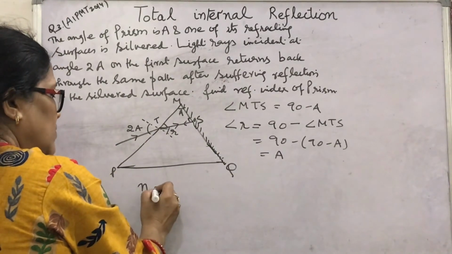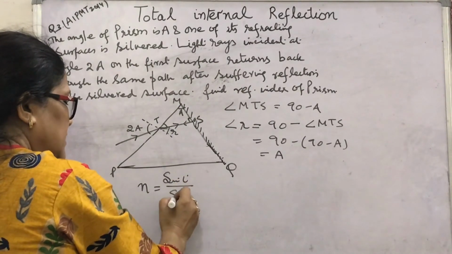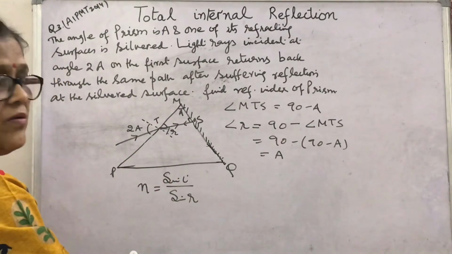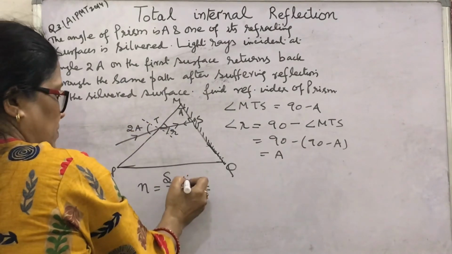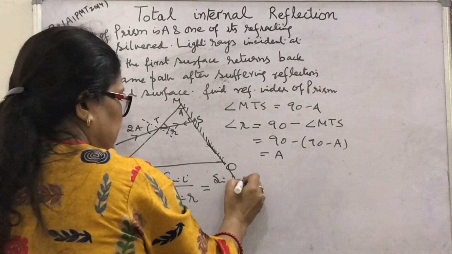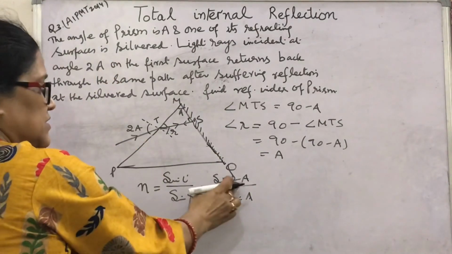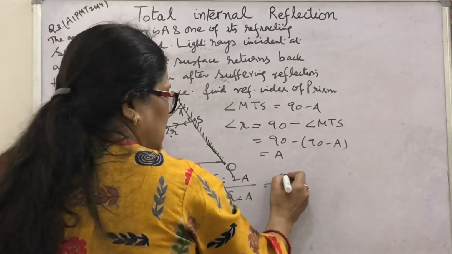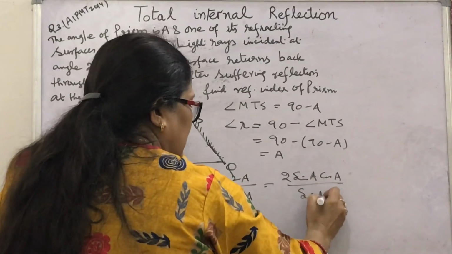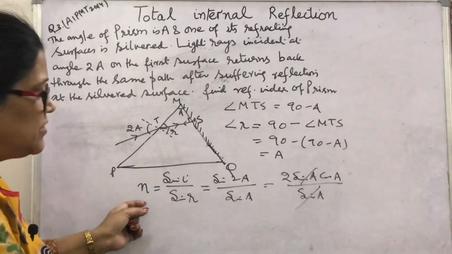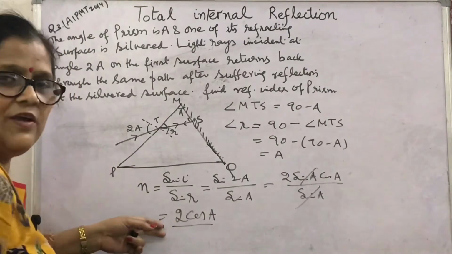Apply Snell's law. What is Snell's law? Refractive index is sin i upon sin r. Put here the angle of incidence and refraction: you will write sin 2A upon sin A, as r is A and angle of incidence is 2A. What is sin 2A? 2 sin A cos A upon sin A. So what is the refractive index? Only 2 cos A. This is the answer. In this way you have to solve.